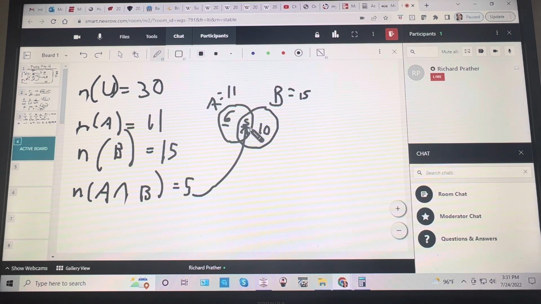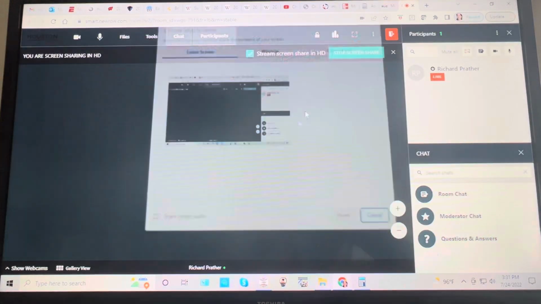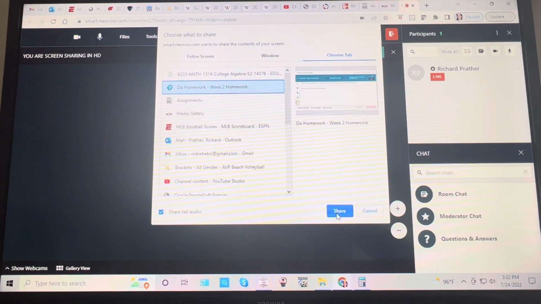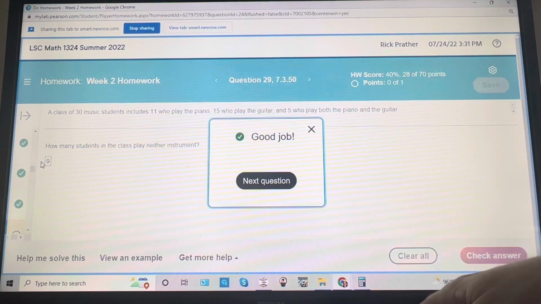So this plus this plus this, that's the total amount of people that are somewhere in the circle. And then if you want neither, neither is the total minus that. 30 minus 21, there's 9 people that play some other instrument or don't play any instrument at all. Well, if they're in this music class, they probably play some other instrument. So they just play something else. So that's how you can always find that. And that's actually how you should build out a Venn diagram, even if you're going to do more to it than that. So 9 people play neither of these 2 instruments. They do something else.